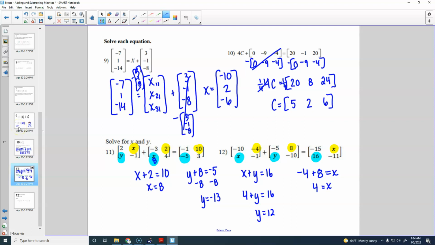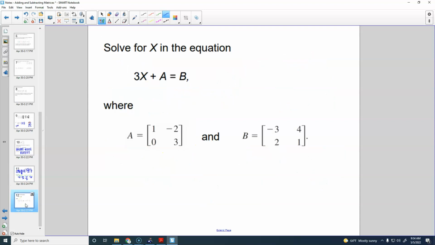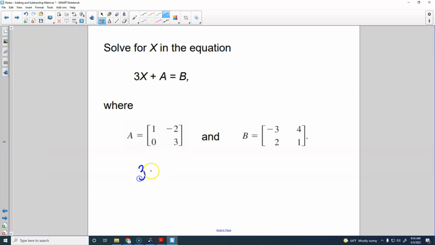Okay, questions here? Okay, you may see something like this, 3x plus a equals b. We're supposed to solve for x. So in this case, you just need to plug those matrices in, and we'll solve like we did before. So we got 1, 0, -2, 3 equals -3, 4, 2, 1.